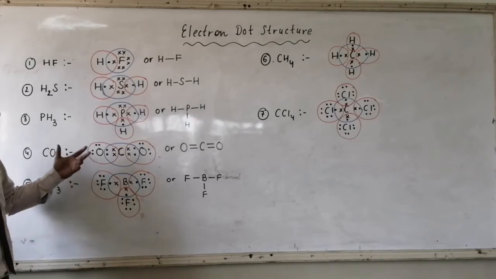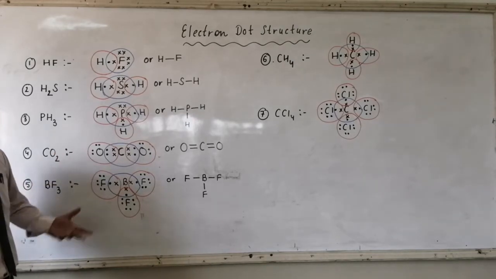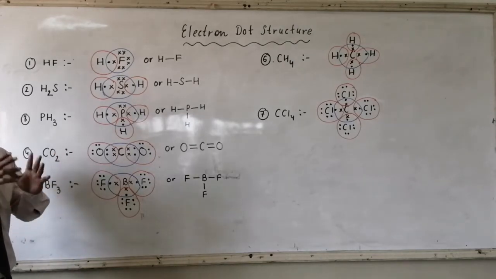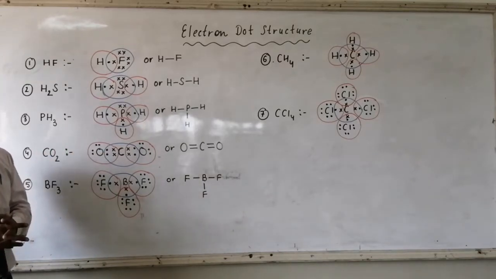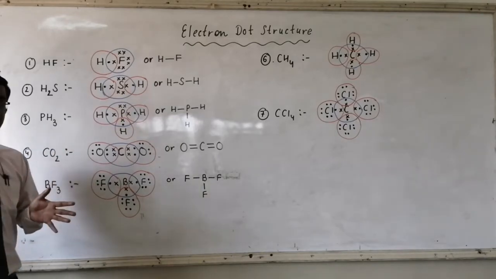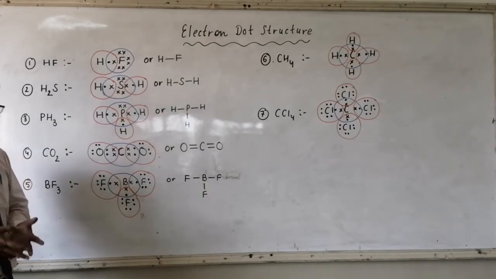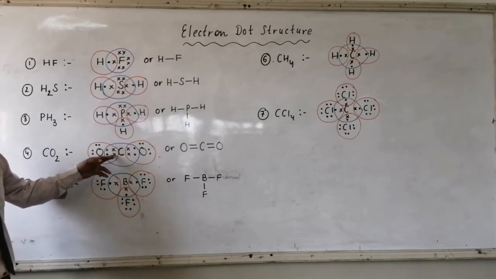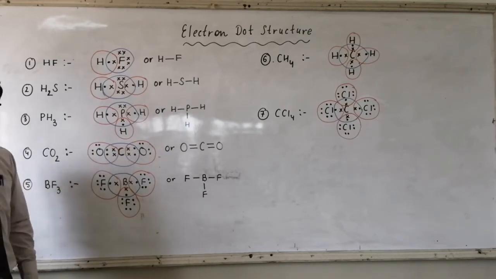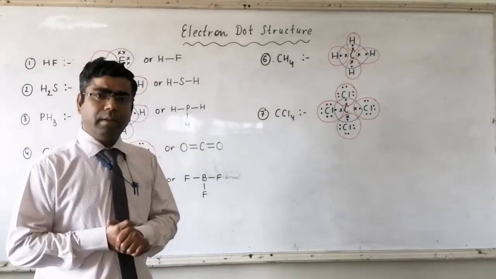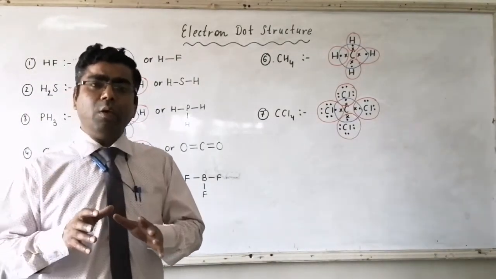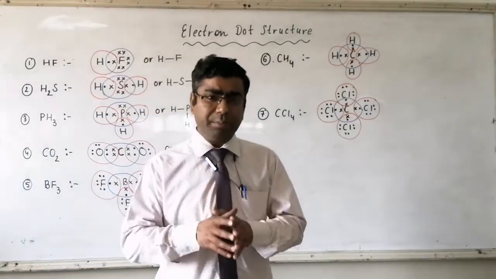Now when oxygen shares its two electrons with the two electrons of carbon, oxygen will complete its octet. Carbon on both sides is sharing two electrons. In this manner, carbon will also complete its octet. You can count 1, 2, 3, 4, 5, 6, 7, 8. So circle all the 8 electrons which are involved in octet completion of the carbon atom.